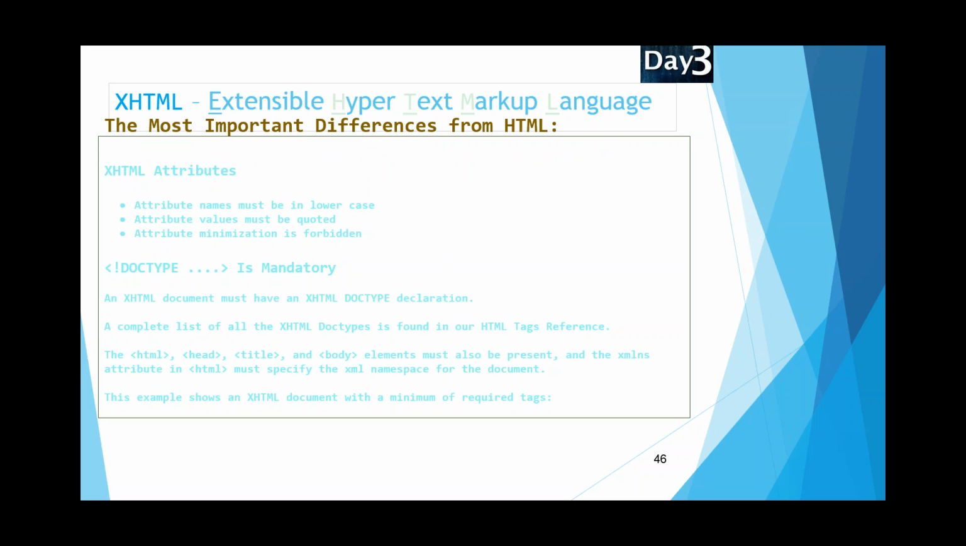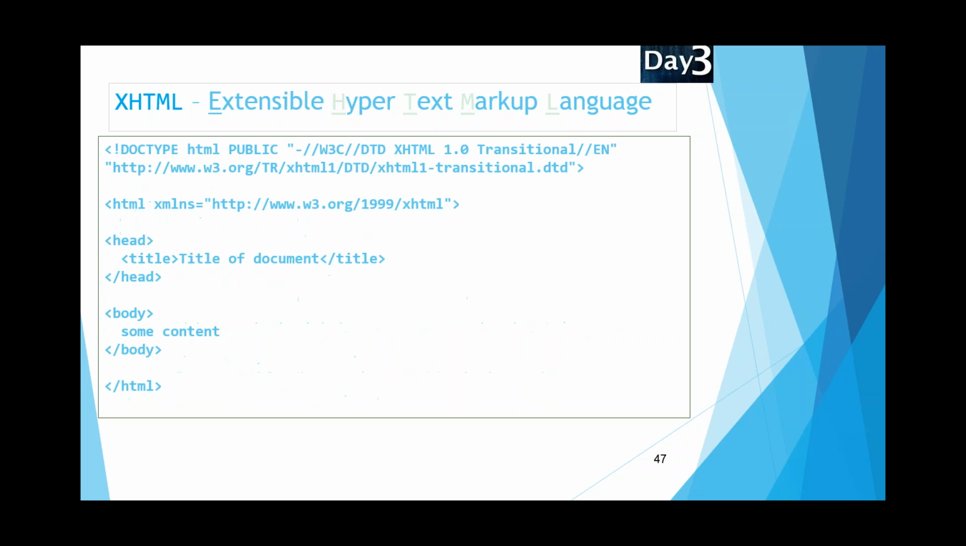So all attributes also in lowercase, and attribute values must be quoted, inside quotes. Attribute minimization is forbidden. Okay, that is not in our scope. So the document type is mandatory. The document must have an XHTML doctype declaration. A complete list of all the doctypes is found in the HTML tag references. Okay, so that is not that important.